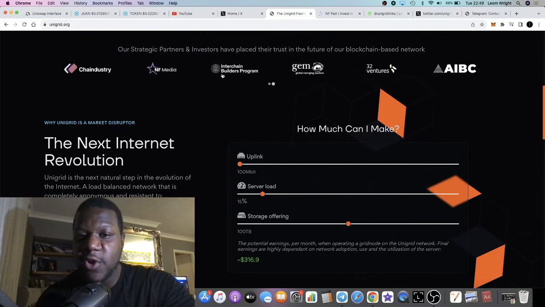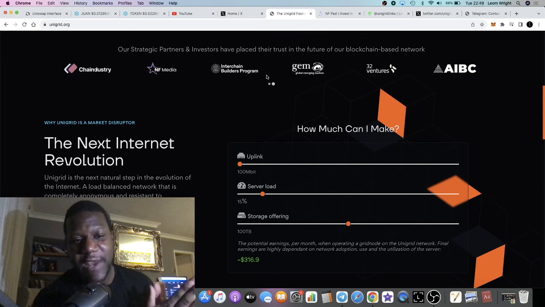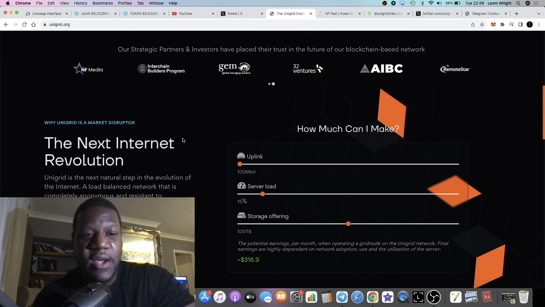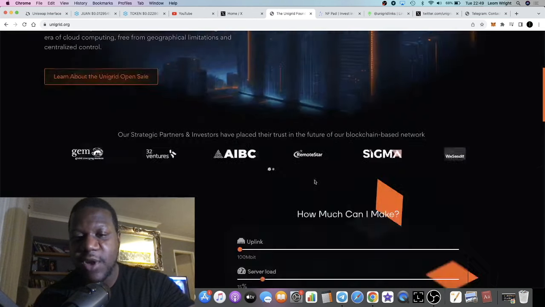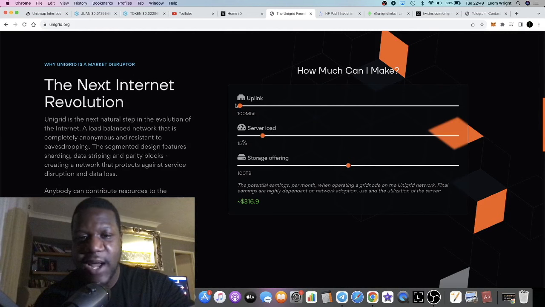You see they've got some huge partners already, basically venture capitalists and things like that. They're going to be hosting nodes. There's a thing called the grid node that they're going to be hosting as well. On the website, you can play around with this, and it will tell you basically how much you can make hosting nodes.